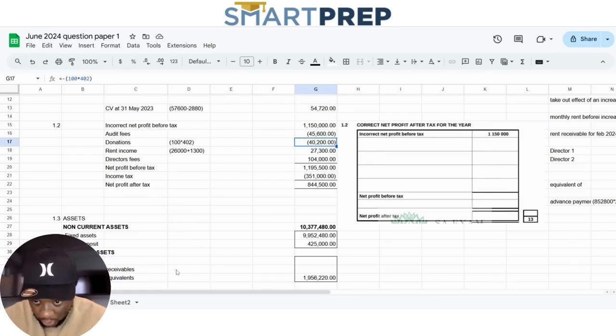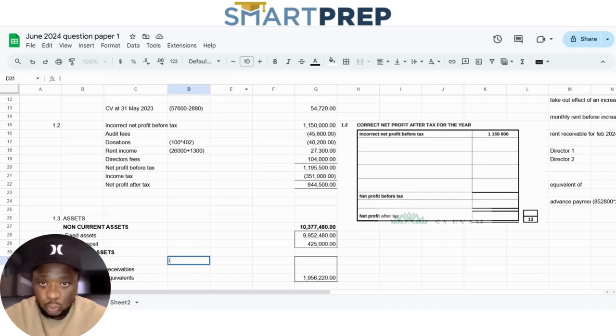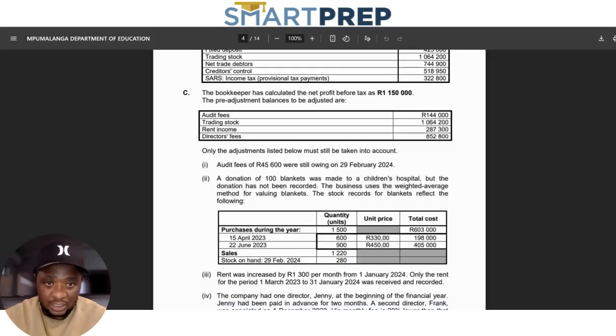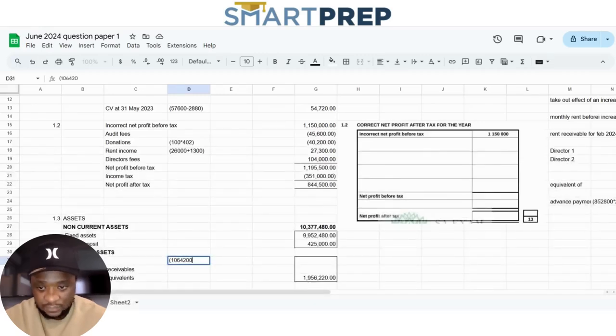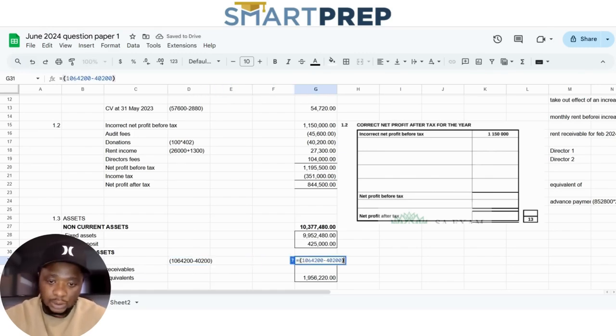For the inventory, we have an inventory balance that we have been given, which is 1,064,200. Then we want to subtract the donations that were made because they were not yet recorded. So we subtract those donations, and that gives us 1,024,000 in respect of inventories.